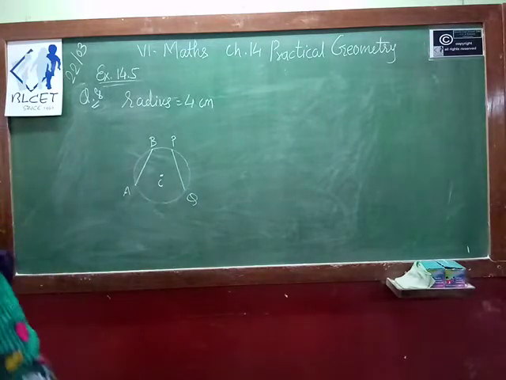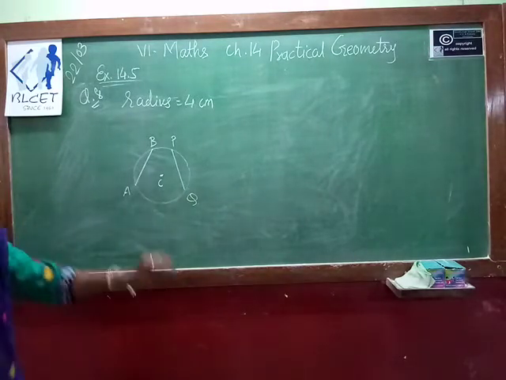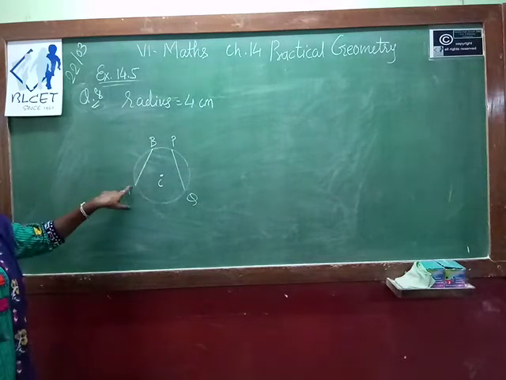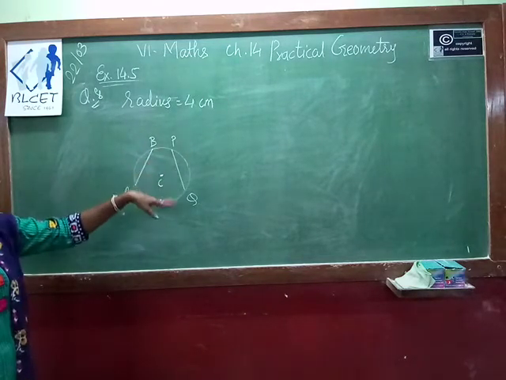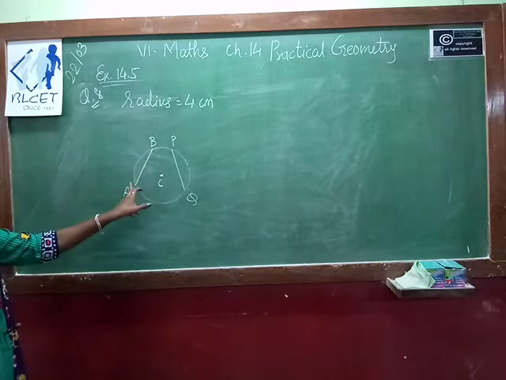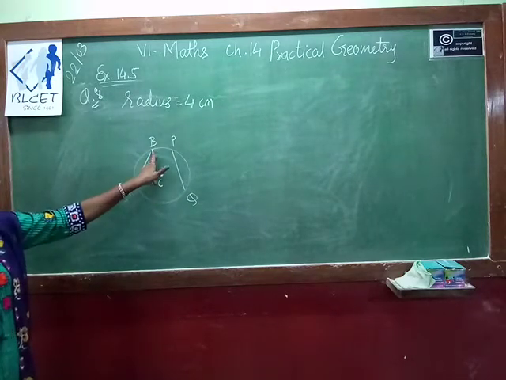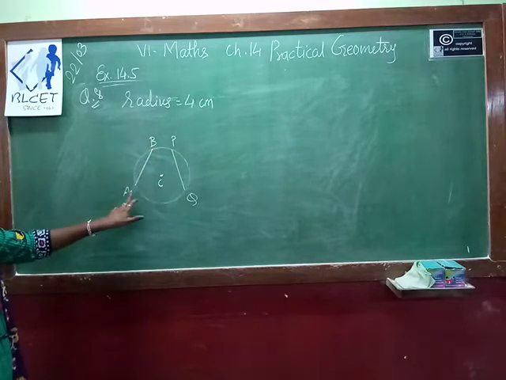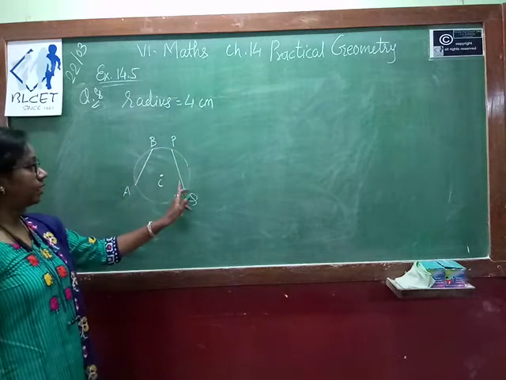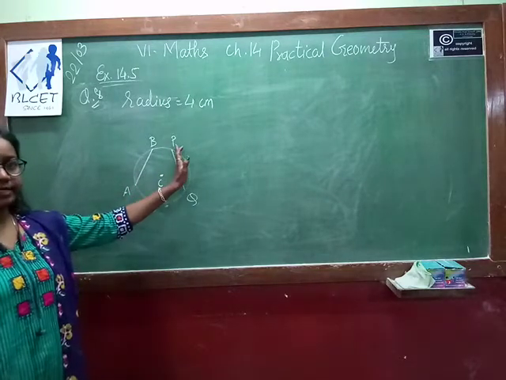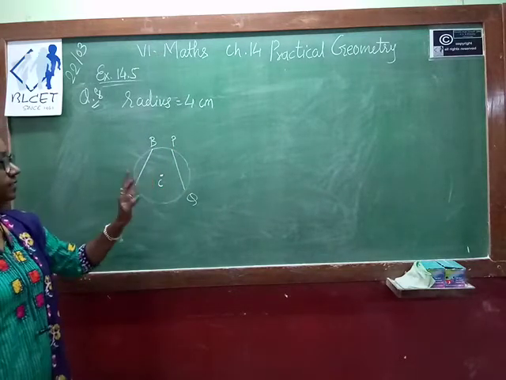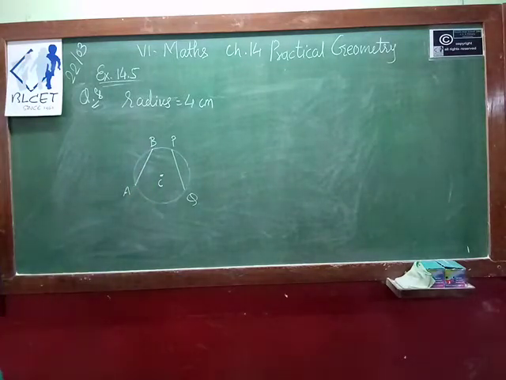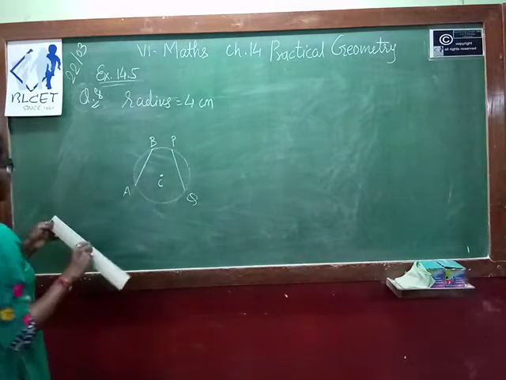Now what we have to do? Consider first chord AB and we have to draw the perpendicular bisector of AB. Forget about all other drawing. Concentrate only on AB. Then consider only PQ and draw the perpendicular bisector of PQ. Then let's see where both the bisectors are meeting.